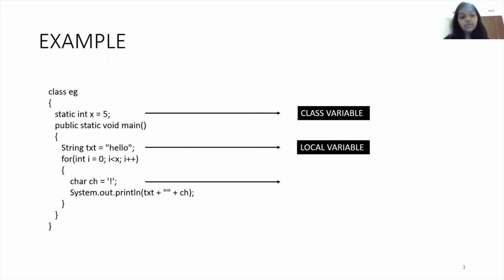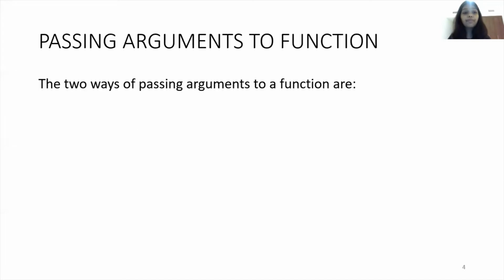The third variable which you can see is the character variable that stores an exclamation mark. This variable is declared inside the for loop and is accessible only inside the construct, and hence it is known as the block variable.